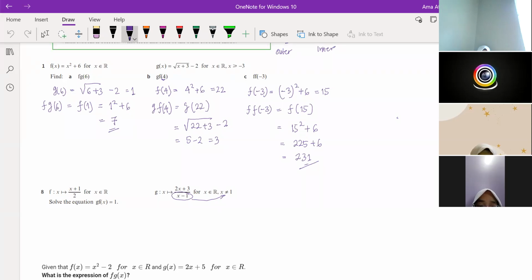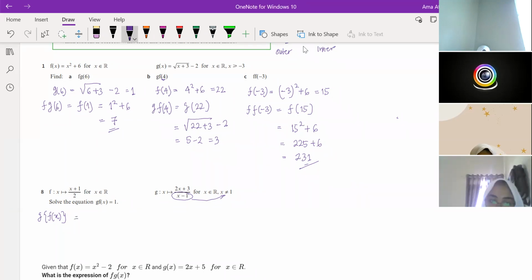G of f of x means we are going to insert the function of f into the function of g. Are you okay with this? Remember, f is the inner, g is the outer. So we are going to insert the function of f into the function of g. So the function of f is this one, and g is this one.